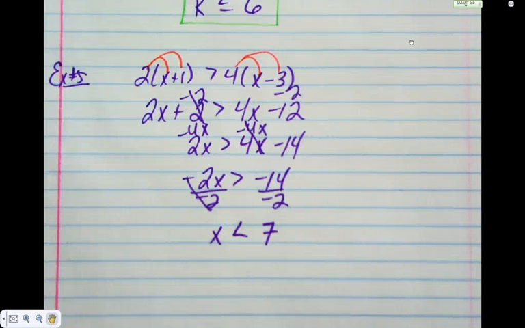Yep. And where you like switch the terms around, can you just switch it and change the sign? Yeah, absolutely. Who got that one? X is less than 7. Oh, that's awesome. Oh, the dreaded word problem.